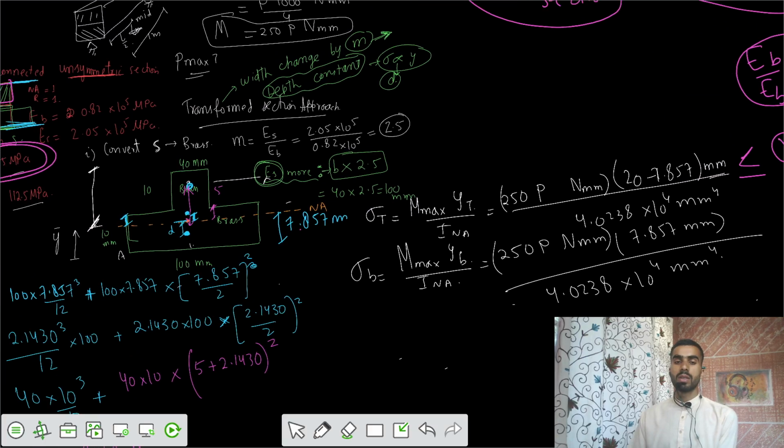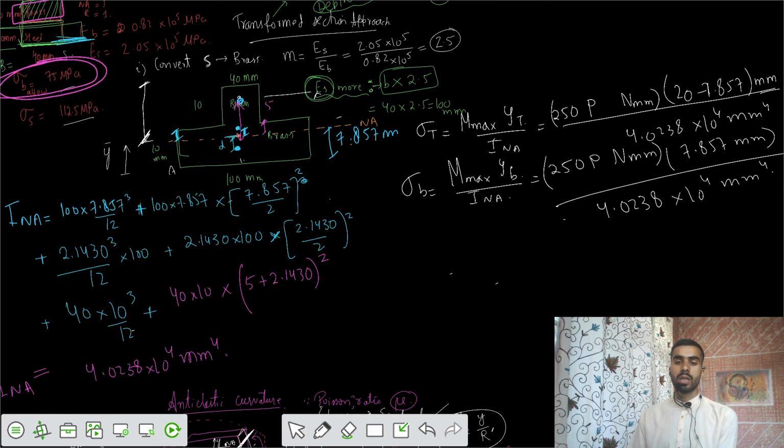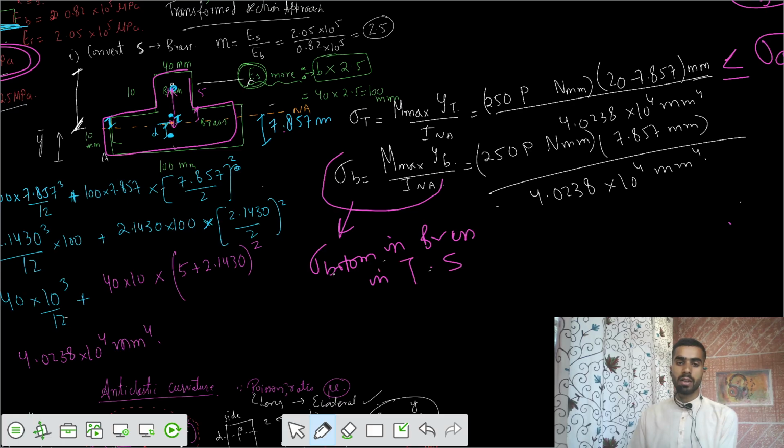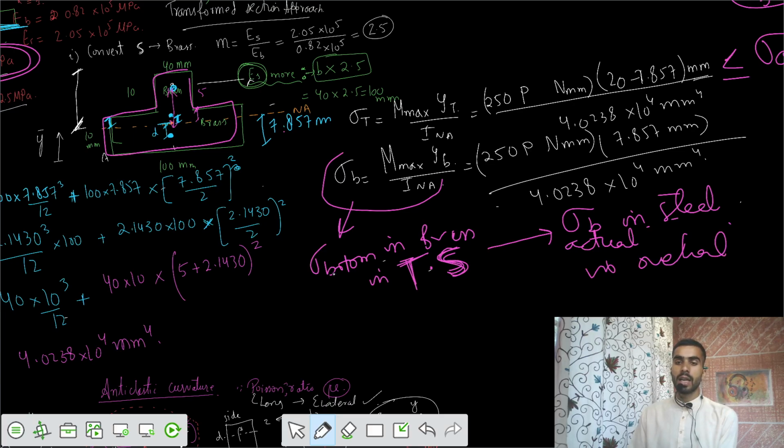But if you talk about the bottom side, the value you got here is the stress in the brass in the transformed section. We have only brass in the transformed section. You have to convert it to the stress at the bottom in the steel, because actually you have steel. So this is the actual stress at the bottom in steel in the actual section.